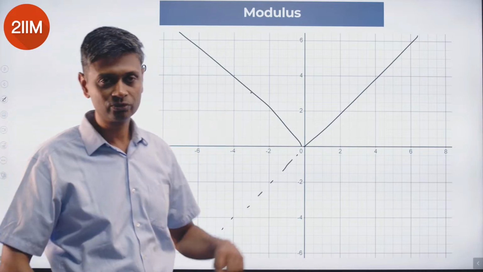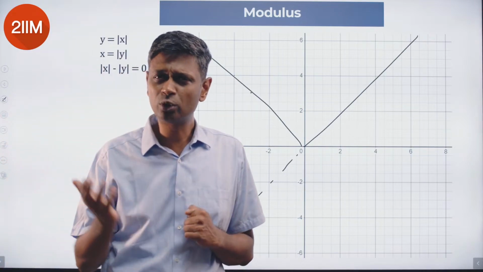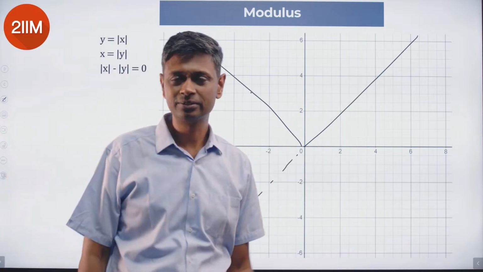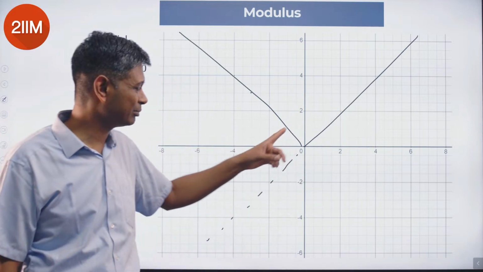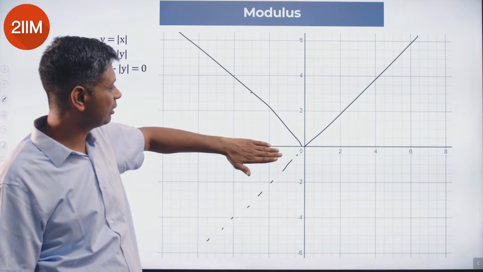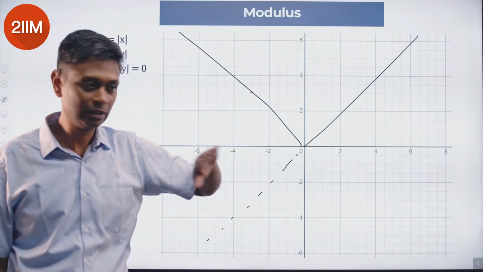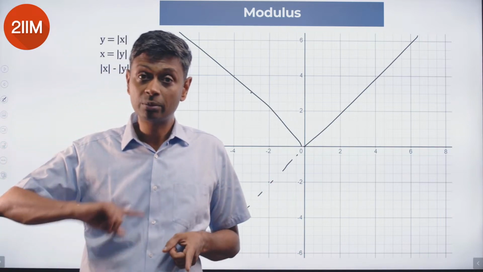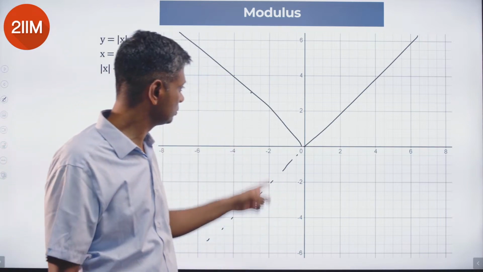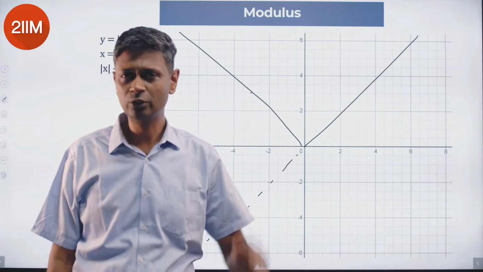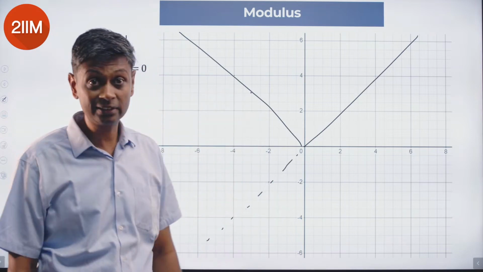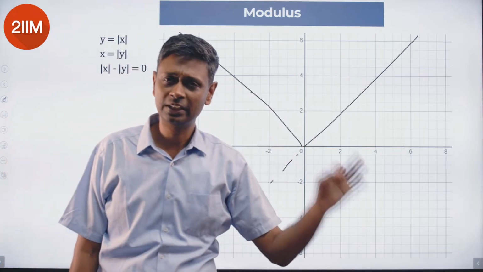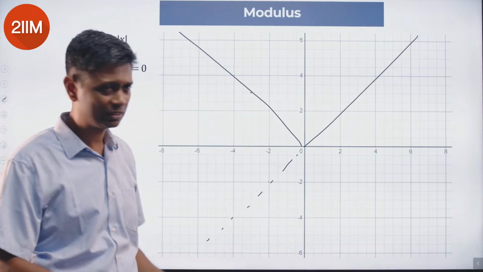The graph like this. From y equal to x to y equal to mod x, how do I go? Wherever the graph is positive, I retain it. Wherever the graph becomes negative, I take its mirror image. Because y cannot be minus 2. Y will have to be plus 2. And so y equal to mod x is a graph like this. Okay. Nice, wonderful. So I've drawn this curve.